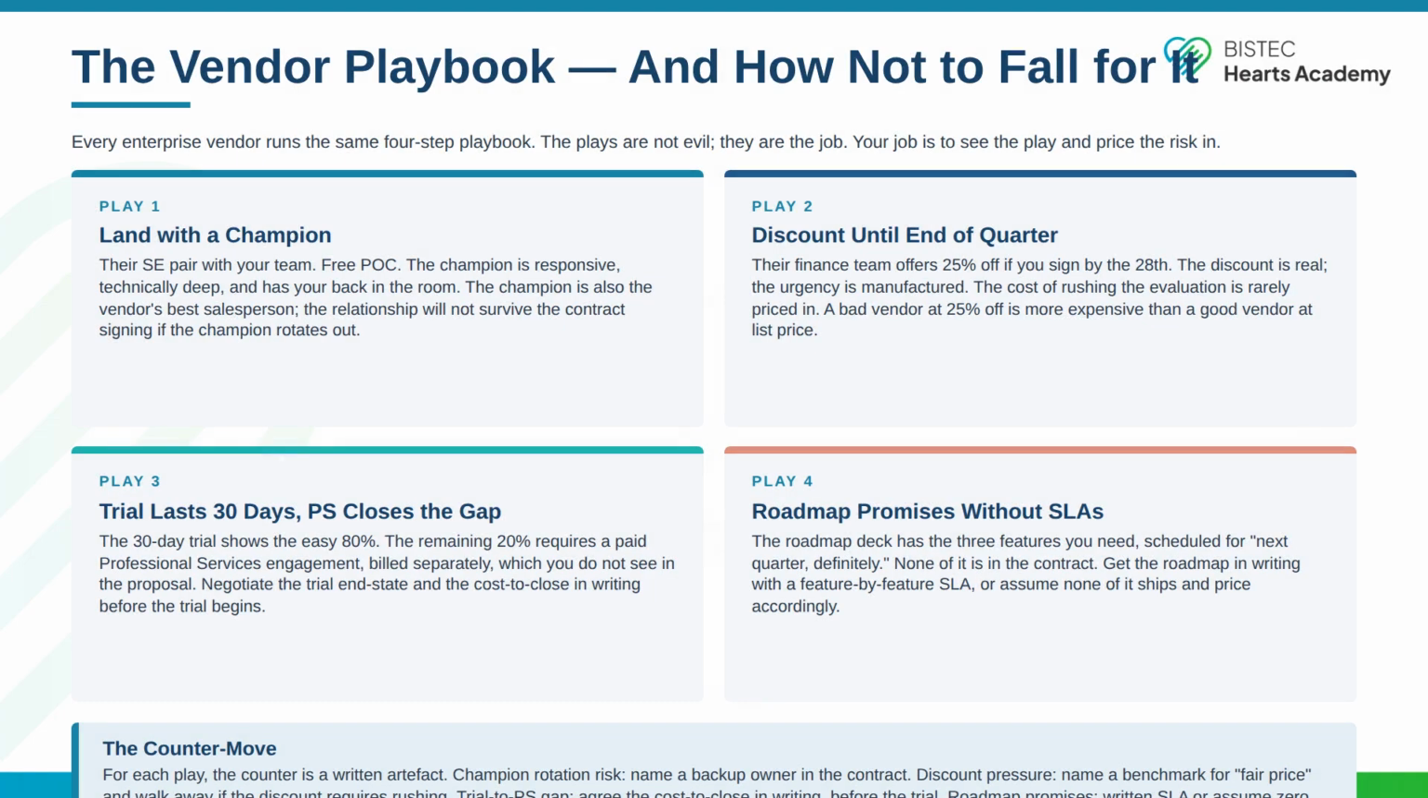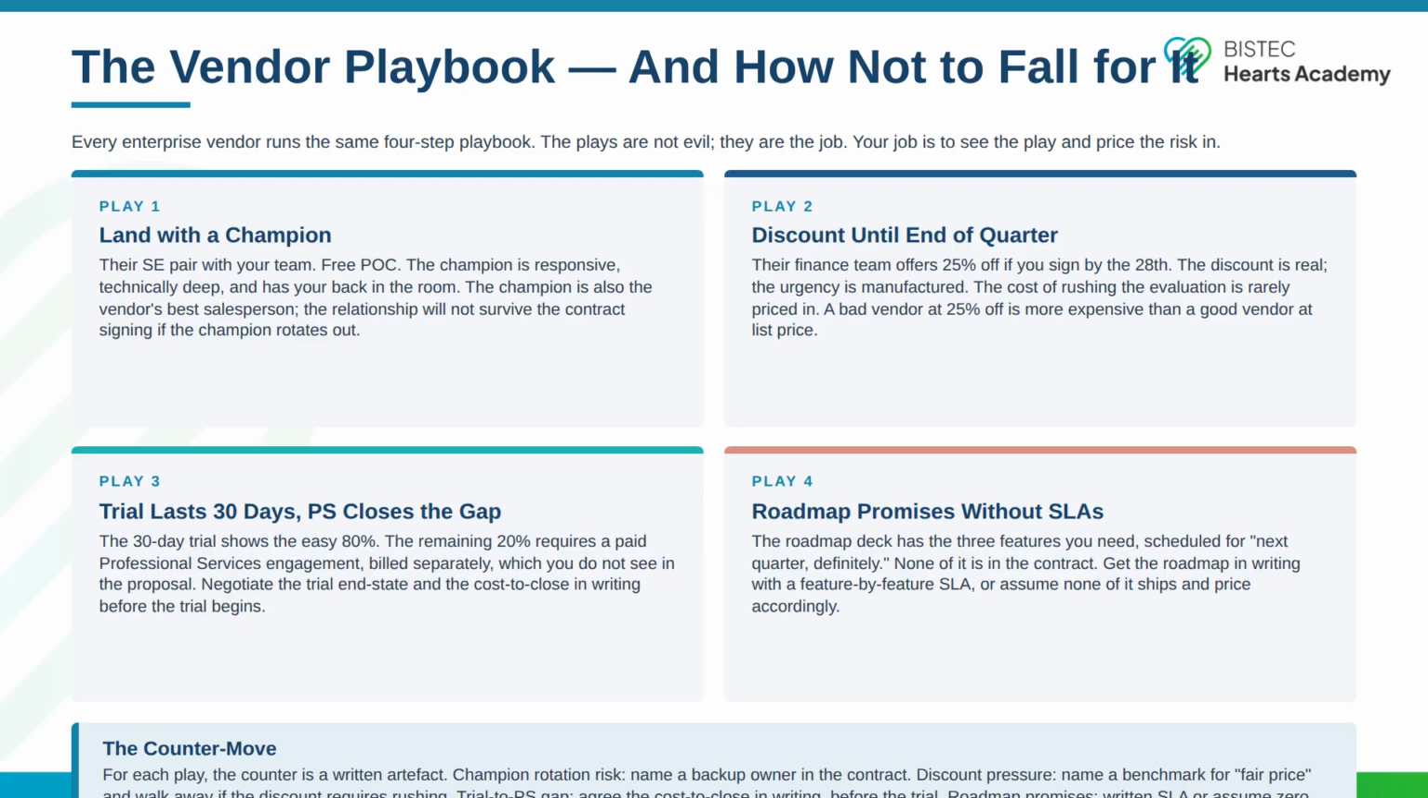Every enterprise vendor runs the same 4-step playbook. The plays are not evil, they are the job. Your job is to see the play and price the risk in. Play 1, land with a champion. Their SE pairs with your team. Free POCs. The champion is responsive, technically deep, and has your back in the room.